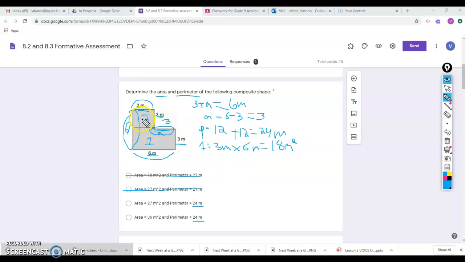meters squared. And then for the next one, for surface area of 2, we do 3 times 3. So A1, A2, is 3 meters times 3 meters. And that gives us 9 meters squared. And then we have to add the two together. So A1 plus A2 is 18 plus 9, 27 meters squared. And so this one here would be our correct answer.